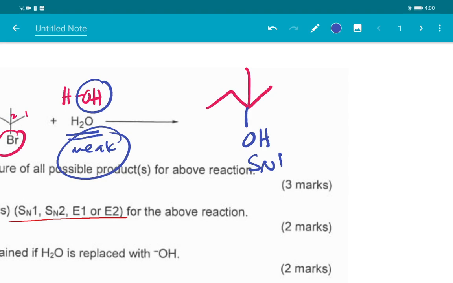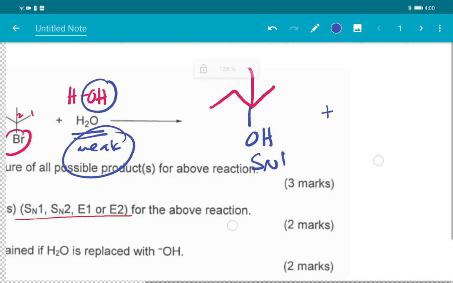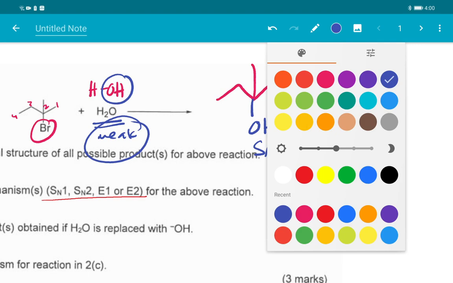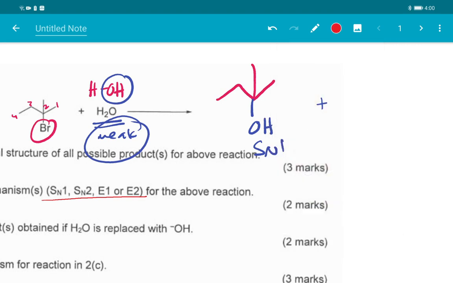So, what about elimination? In order to draw the elimination, the most important thing you need to know is that the elimination product should comprise a double bond. But where will the double bond be formed? Technically, just now we know that the bromine is located at the second carbon, which means the double bond should form from the second carbon, as I marked there.